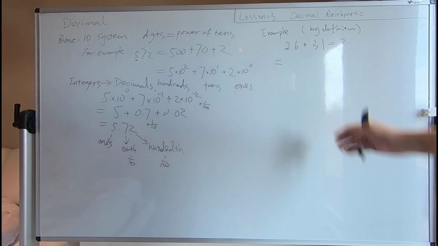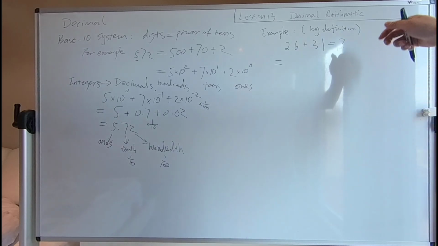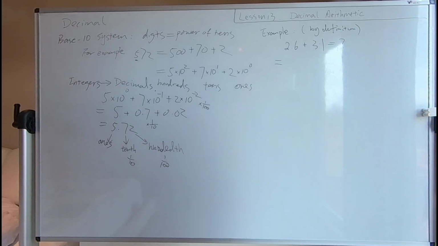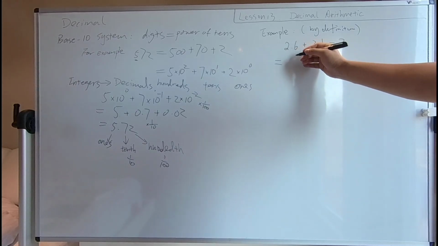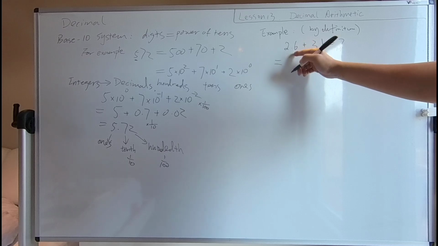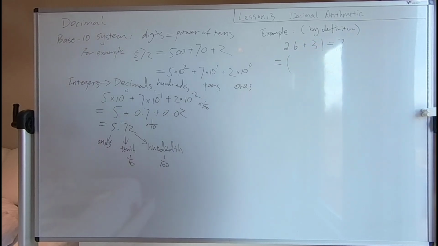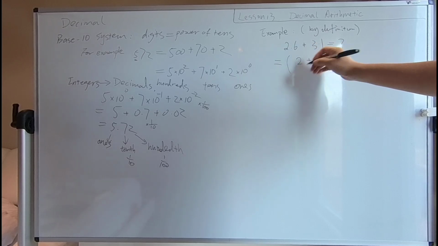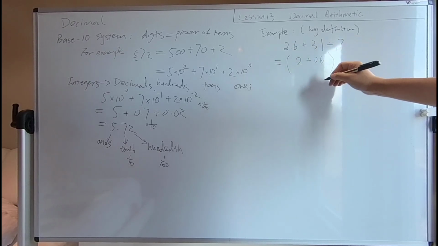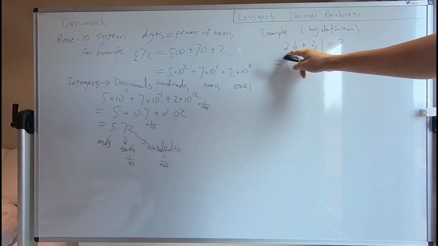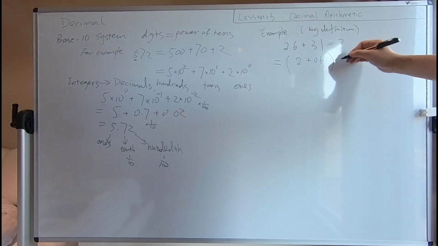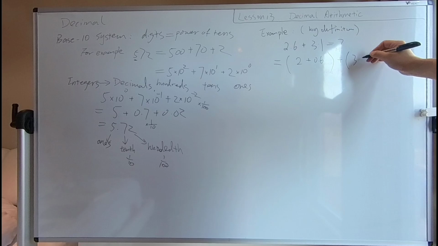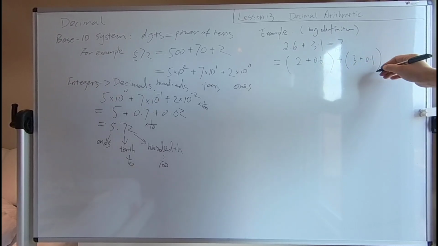After seeing this, you will know the usual way that we do decimal addition, and why we can do it that way. So first, a decimal number under a base 10 system can be written as 2 plus 0.6, right? I'm writing each digit apart. The second number is 3, the ones digit, plus 0.1, where 1 is the tenths digit, right?